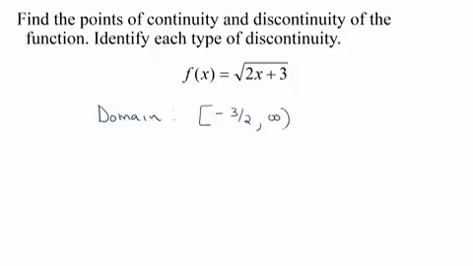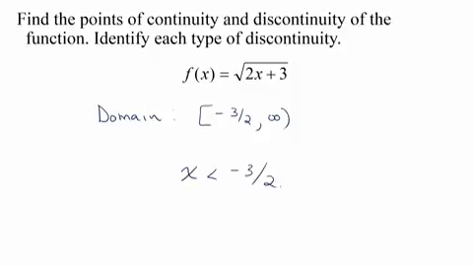The function is continuous on every point from -3/2 to positive infinity, so it's continuous throughout the entire domain. However, there are some values of x where the function is not continuous, meaning the function is not defined. So any value of x less than -3/2 would be a place of discontinuity.